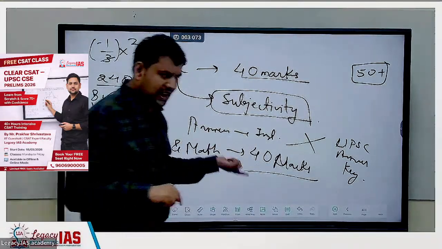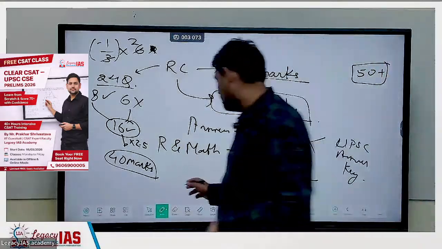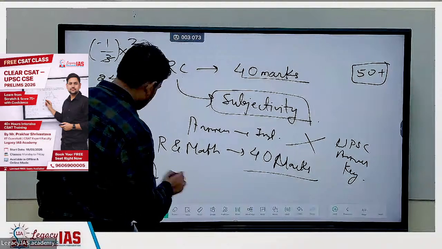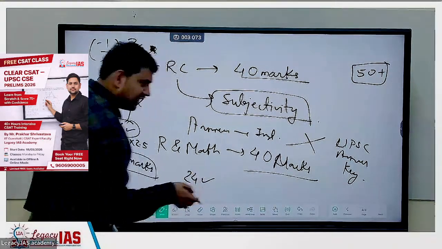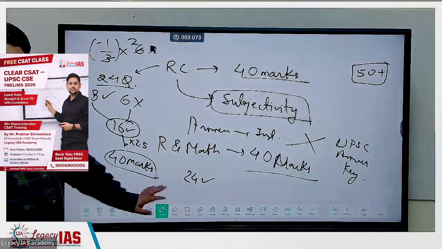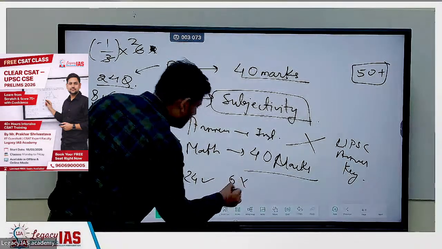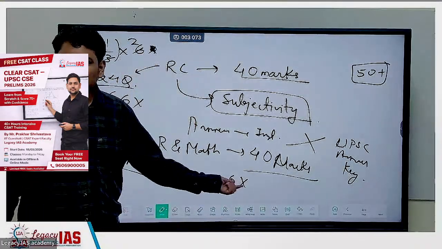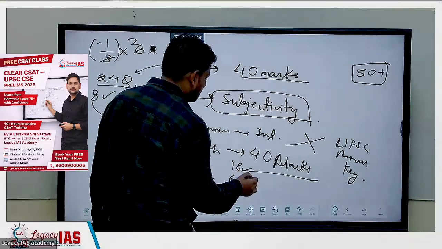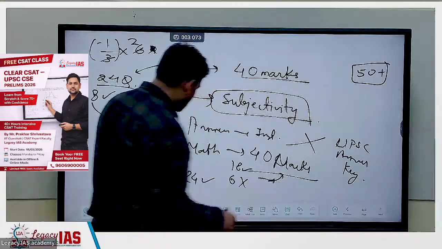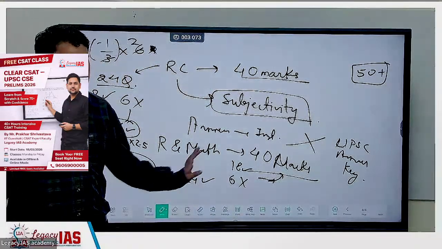For the other part, math and reasoning, the accuracy is much higher. So even if you attempt something like again 24 questions, and let's say in all of this you got 6 wrong, again you will reach the same marks. 6 wrong, 18 correct, again 40 marks you can get. Though in this the accuracy is much higher, so even if you get 21, 22 attempts, that also is fine, in math and reasoning.